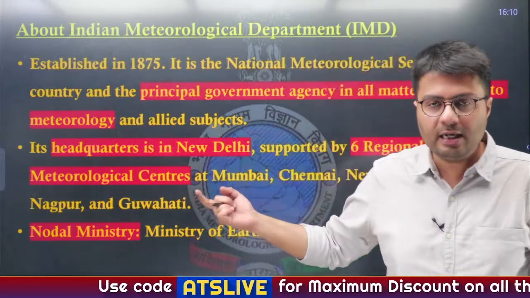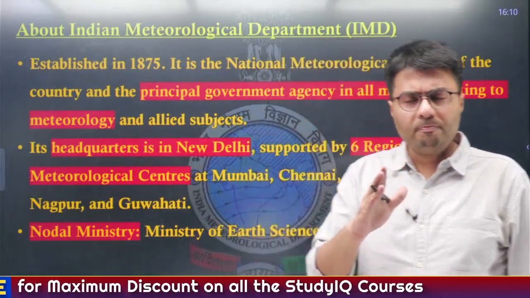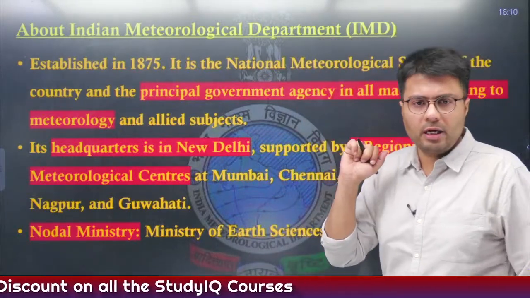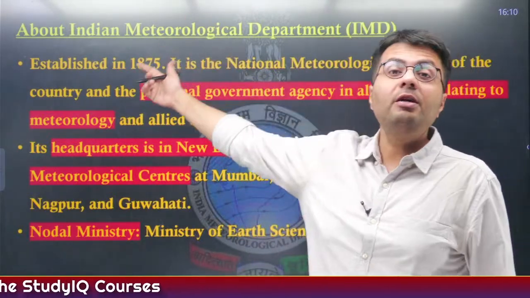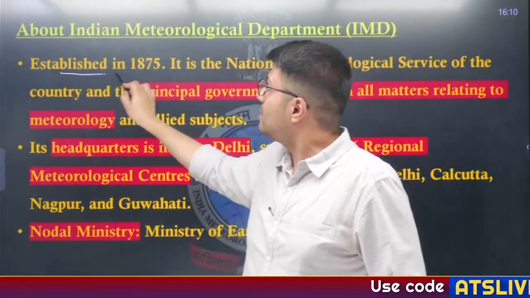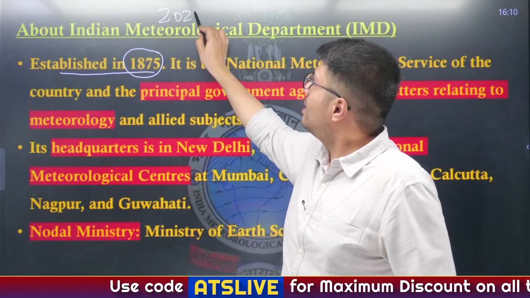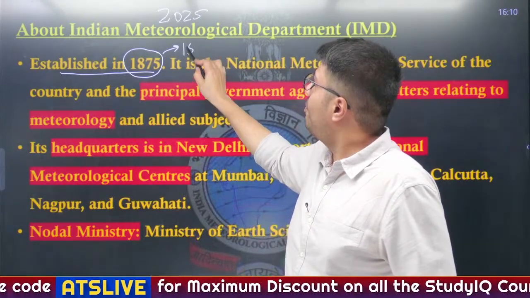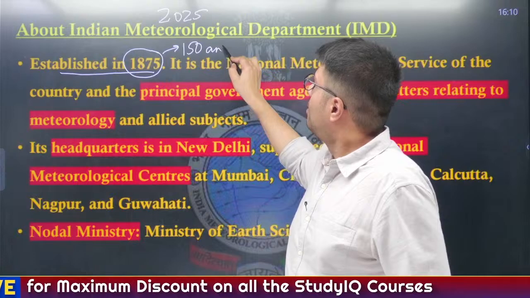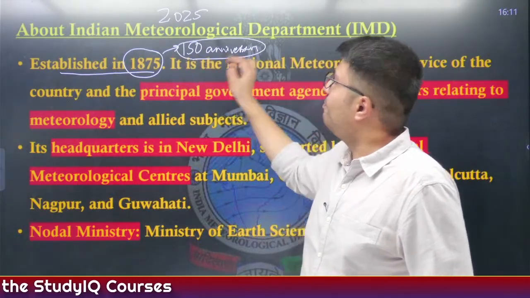But before understanding the levels of rainfall, let us quickly ascertain the details about the Indian Meteorological Department. Now, why is the Indian Meteorological Department important from the exams perspective? Because you understand it was established in 1875, and what is the current year? It is 2025. So this means 150 years have passed, and that is why IMD is celebrating its 150th anniversary.